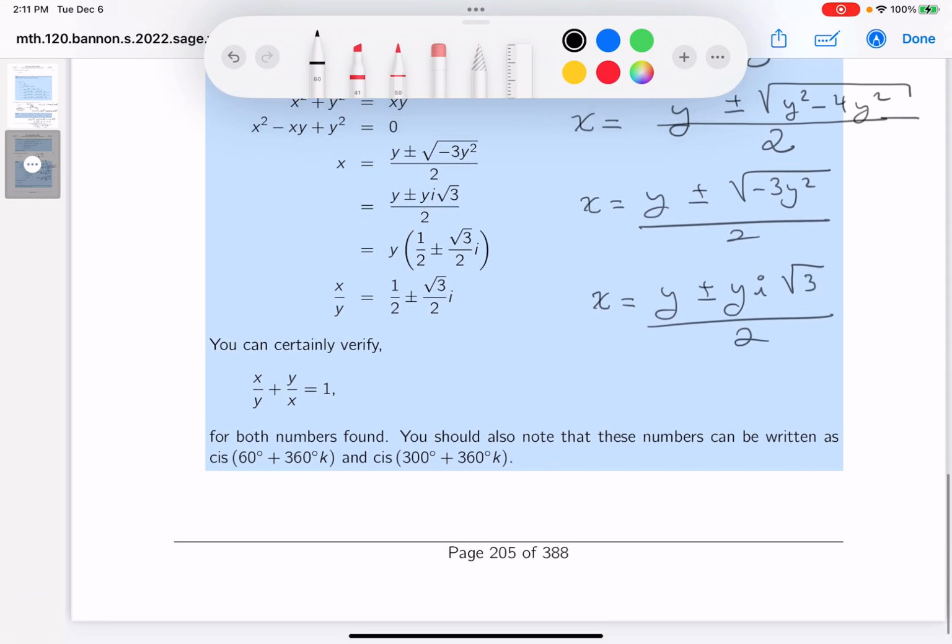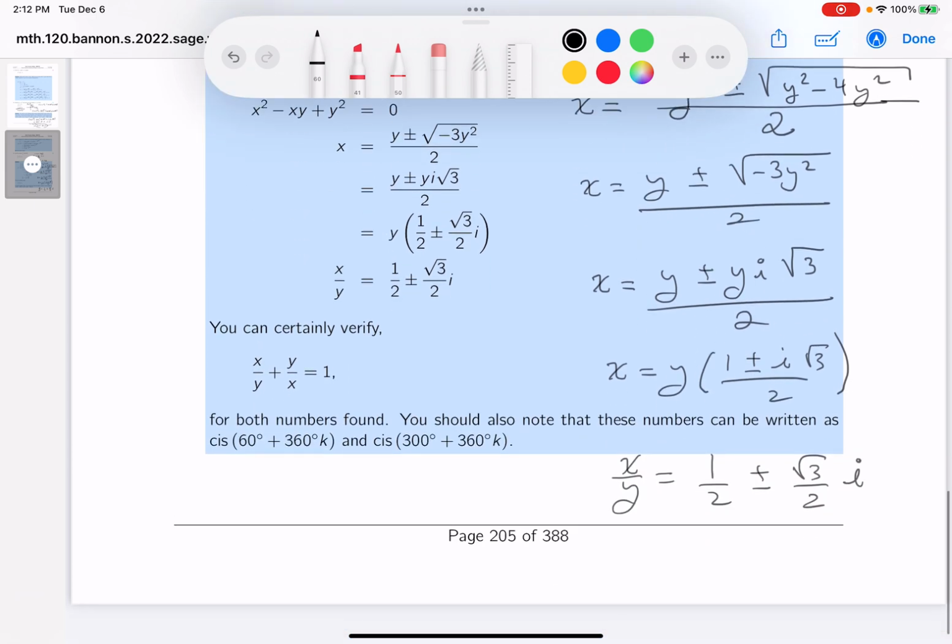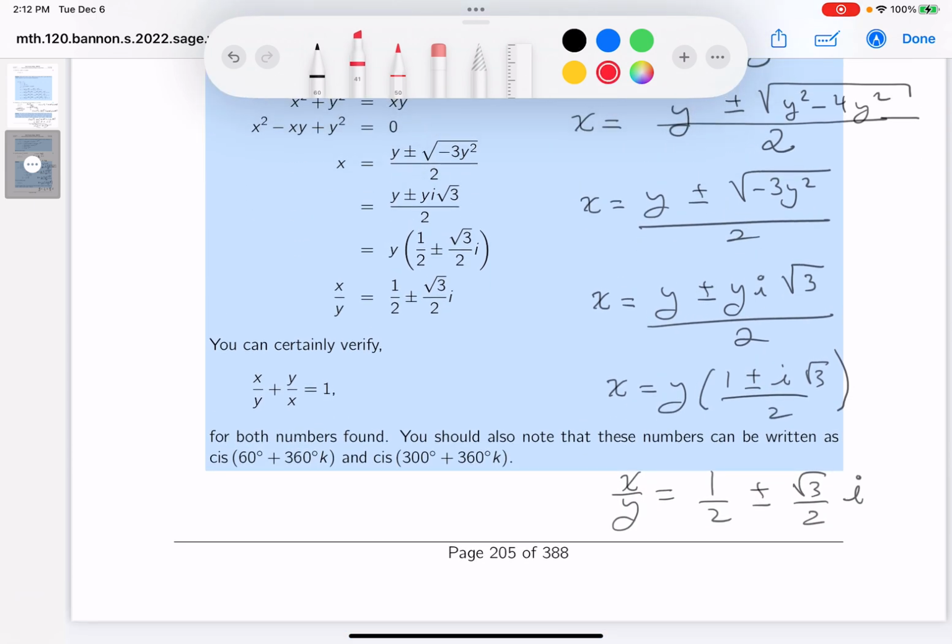I'm going to factor the y out. What do you get? x equals y times, what do you get there, 1 plus or minus i root 3, over 2. And I think I know what x over y is. What's x over y? It's simply 1 half plus or minus root 3 over 2 i. And that was your question, by the way. What's x over y? We just found it. You might say it's by miracle chance, but we did find it.